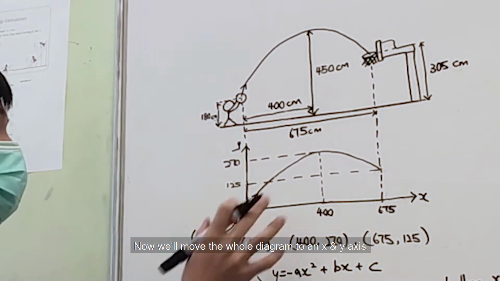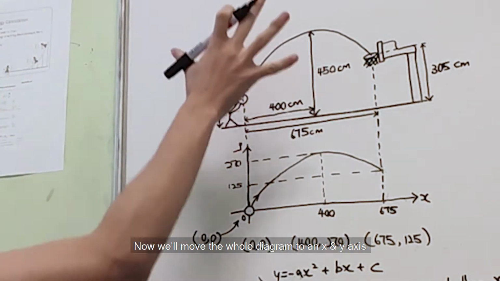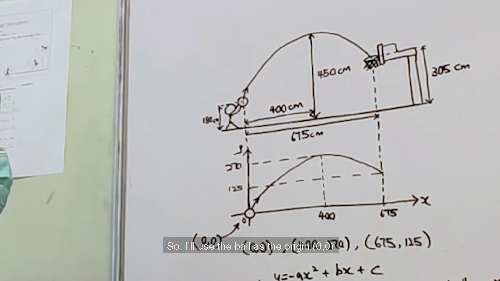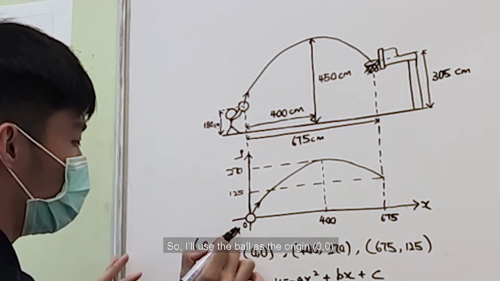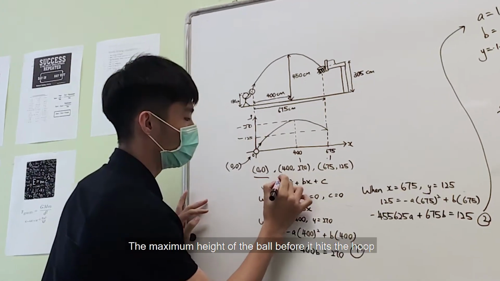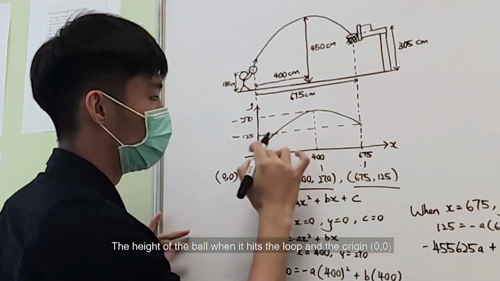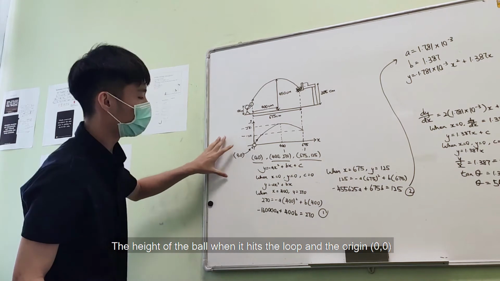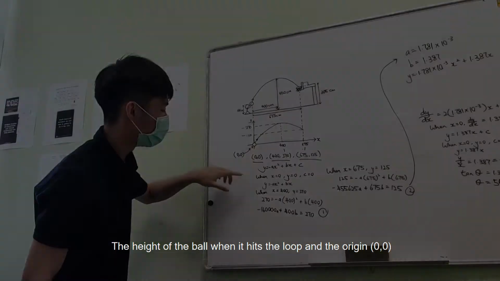Now we'll move the whole diagram to an x and y axis. So I'll use the ball as the origin, 0 and 0. And we will get these 3 points: the maximum height of the ball before it hits the hoop, the height of the ball when it hits the hoop, and the origin point 0 and 0.